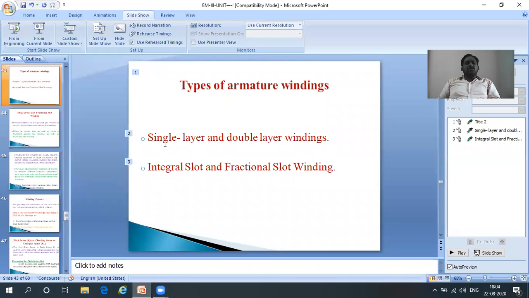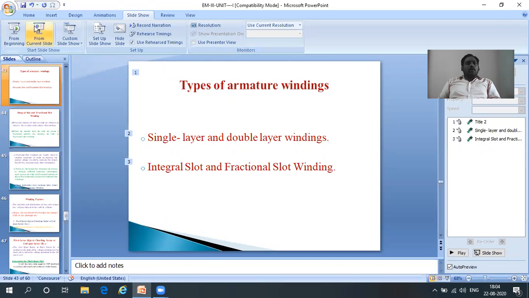In the last class, we already discussed the types of windings or winding designs which are used in electrical machines generally. Those are concentrated windings and distributed windings. Concentrated windings are suitable for the field winding of DC machines and salient pole machines. But the distributed windings are suitable for the armature windings of the synchronous machines and DC machines.